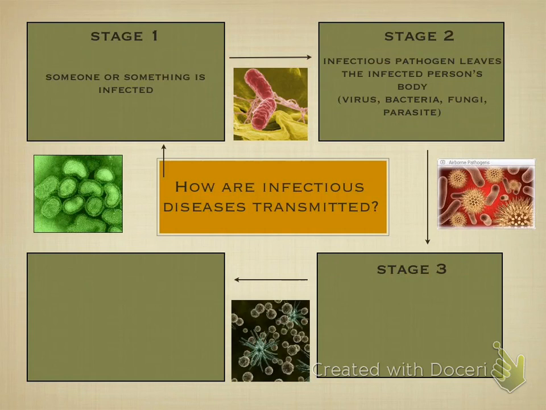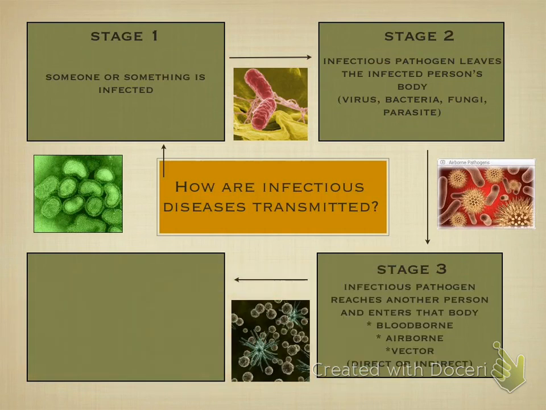Then stage 3. Okay, so this person has it. It leaves their body. So the obvious thing is that the infectious pathogen then reaches your body. It leaves their body, reaches another person's body, and enters that body. Just because it gets on your... That's the point of having skin, guys. It's your protection. Just because it gets on your regular skin that has no cuts, no open wounds, doesn't mean you're going to get infected. It has to enter that body.